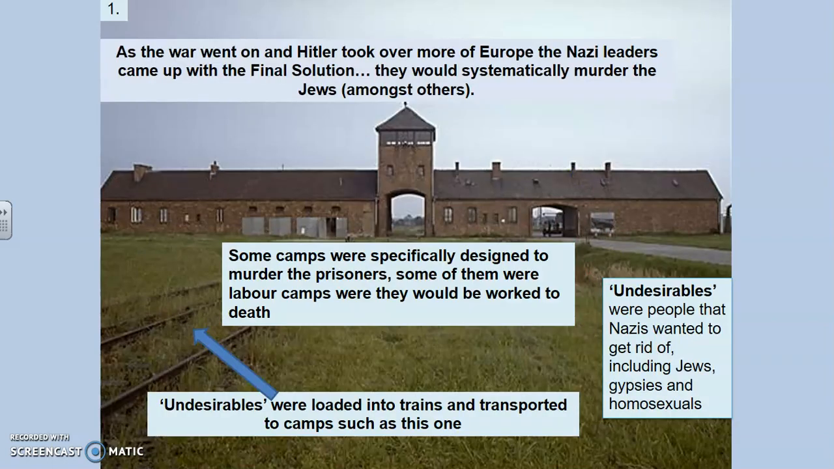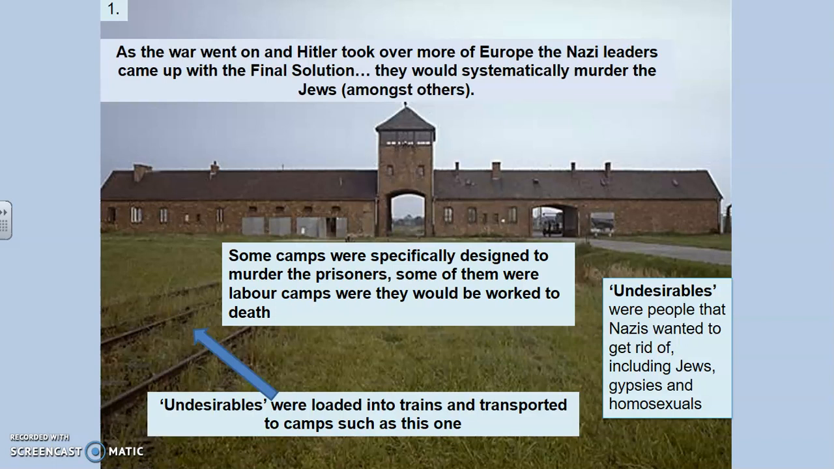Okay, so moving on. As the war went on, Hitler took over more of Europe and the Nazi leaders came up with this final solution. This image here shows you an image of the front of Auschwitz death camp or concentration camp. These camps were specifically designed to murder the prisoners. Some of them were labour camps, so some of them were places where people were forced to work, but they would be worked to death.